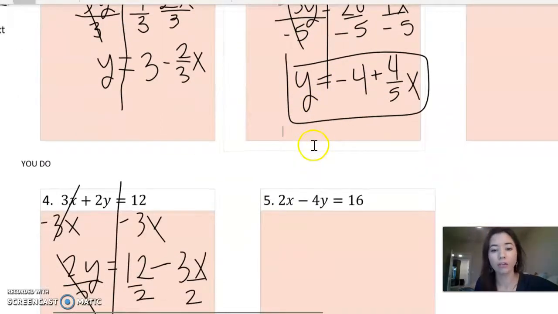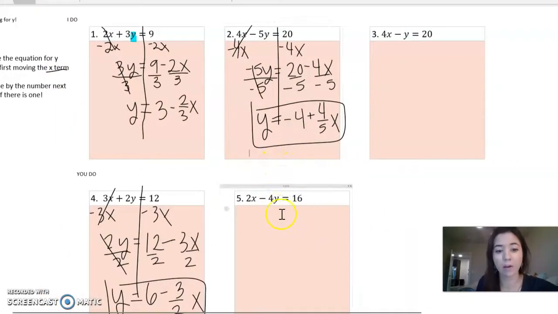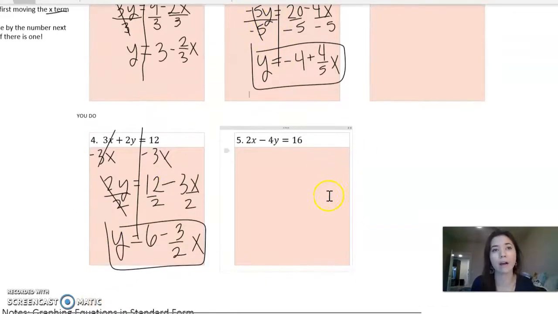Okay, go ahead and try this next one here, number 5. Again, same exact steps here. Only difference is some different numbers. So start by subtracting 2x from both sides, then divide by the number in front of your y. Go ahead, pause me, give it a whirl, and then come back when you are finished.